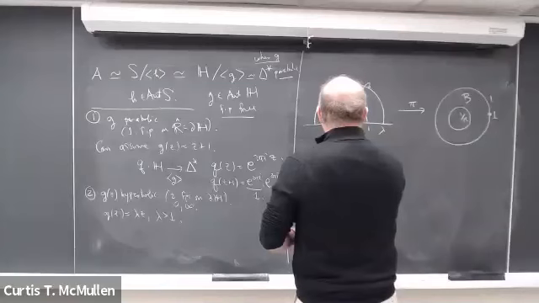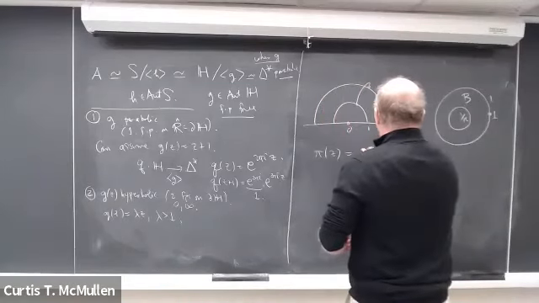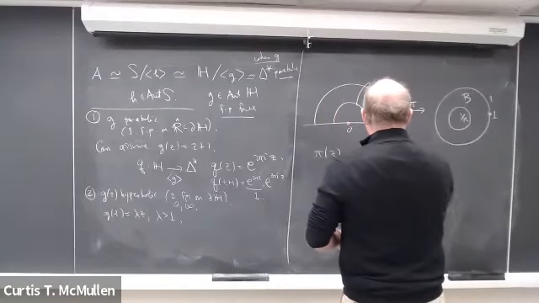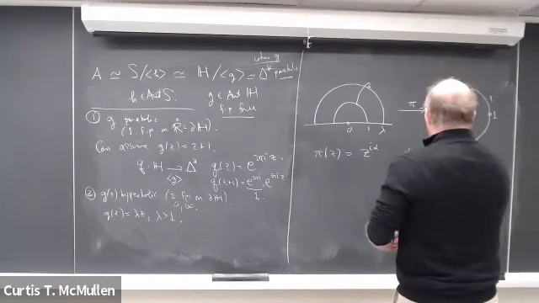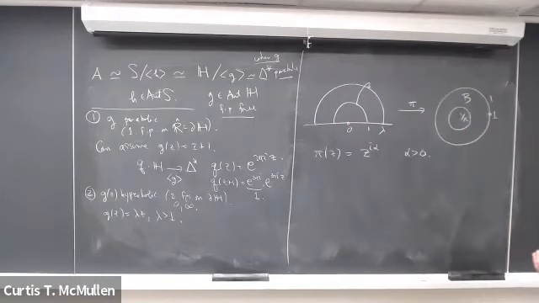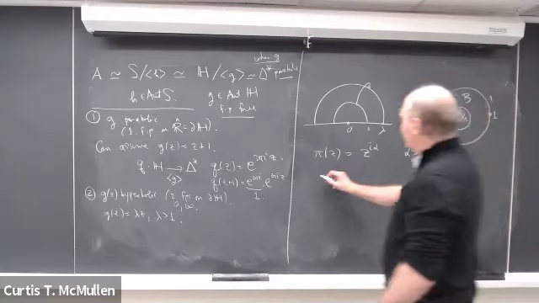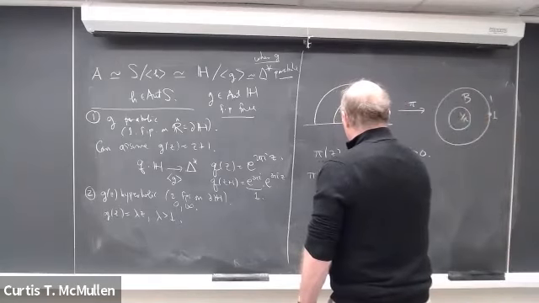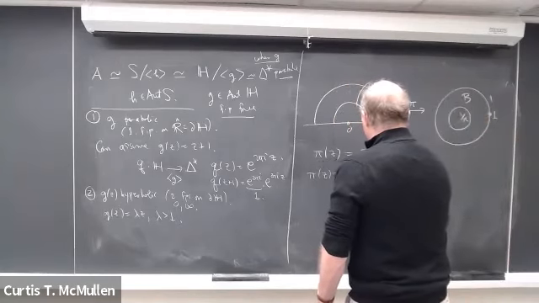it turns out that you can take pi to have the form z to the i alpha for some positive real number alpha. And the key point is you want pi z to be pi lambda z.